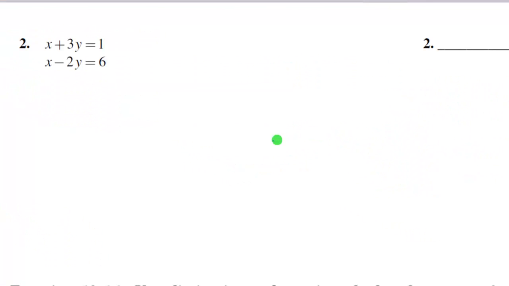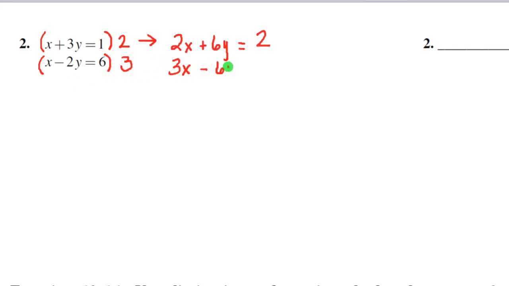Okay, let's try this again. Here's my next set of linear equations, our next set of lines. We want to find where they intersect. This time, rather than getting rid of the x values, I'm going to get rid of the y values. So looking at that 3 and that negative 2, if I could change those to 6, then I would have my opposites. So I'm going to multiply the top equation by 2, and I get 2x plus 6y equals 2. Then I'm going to multiply my bottom equation by 3, and I get 3x minus 6y equals 18.